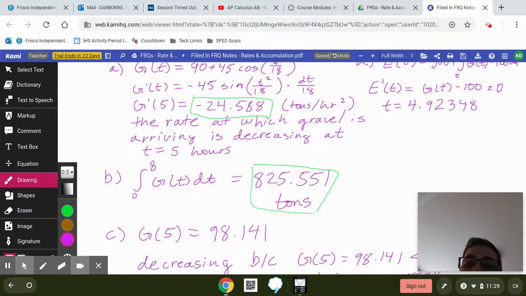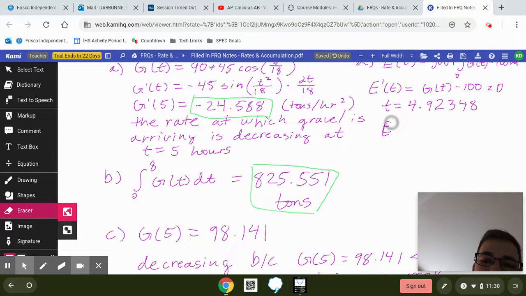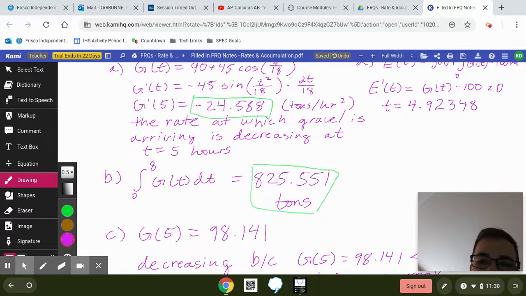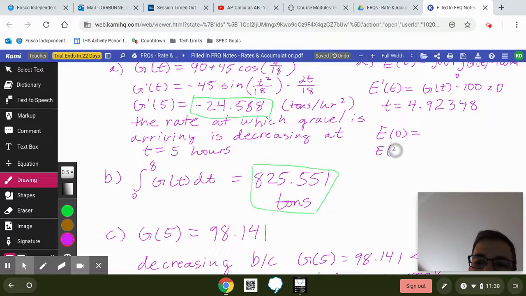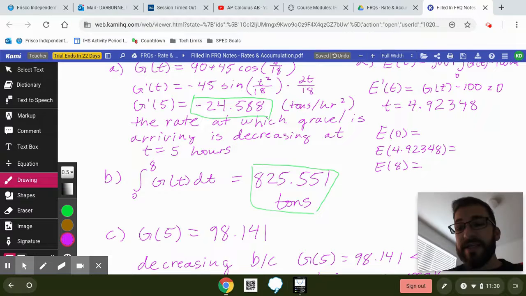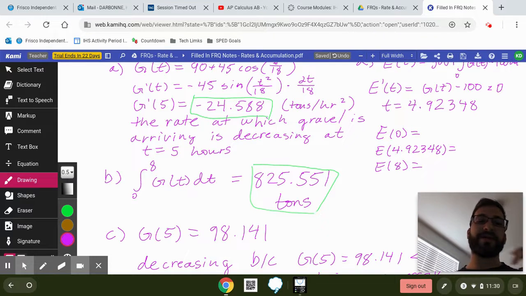So I'm going to find E of 0, E of 4.92, and E of 8. All right, so E of 0. Well, we already know how much was there at time equals 0. It's at 500. So we can just ignore the rest of our function and just plug it straight in.